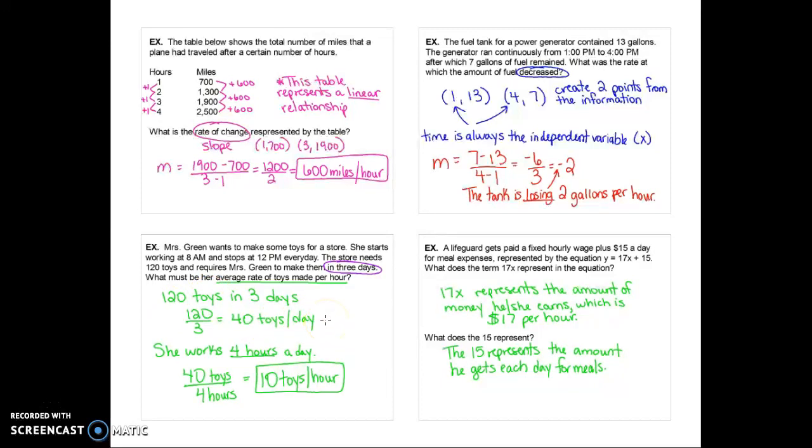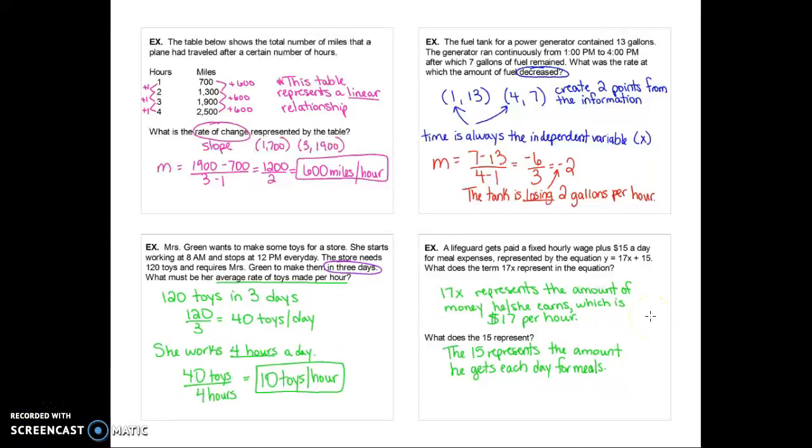Okay. Now, we were told that she's working 4 hours a day. So from 8 a.m. to 12 p.m. is 4 hours. So if she's making 40 toys per day, but she's working 4 hours each day, I need to simplify it again. I need to take it down to hours. So 40 toys divided by 4 hours means that she's making 10 toys per hour. Okay, so this is slope, but in a different format. You're doing a 2-step problem where you have to figure out first how many toys she is making in a day, and then break that down even further into hours.